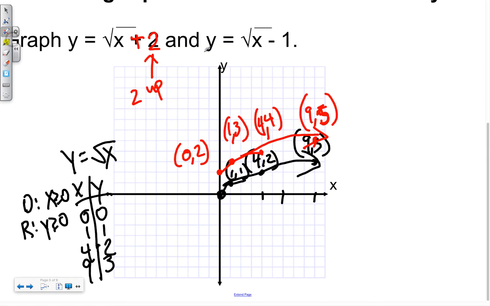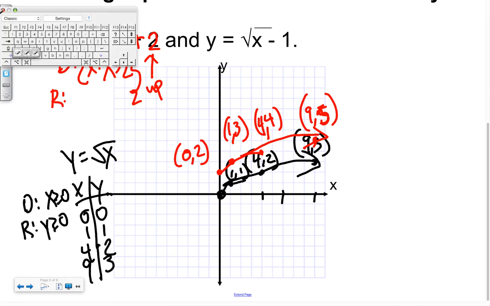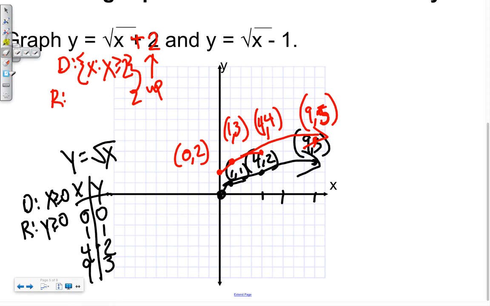Alright, so we're finding the domain and the range here. The domain is now going to be x greater than or equal to 2, and the range stayed the same, actually we need to redo that.